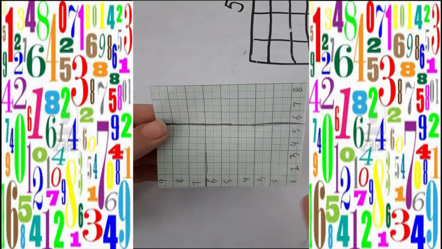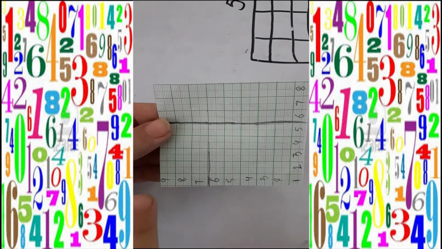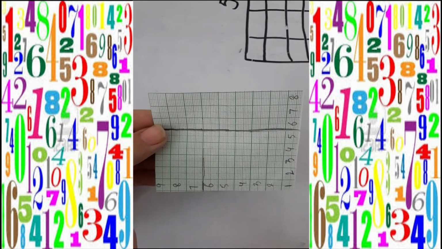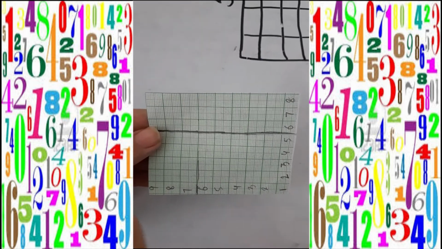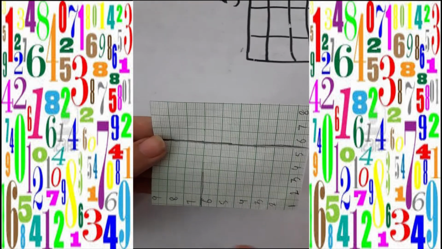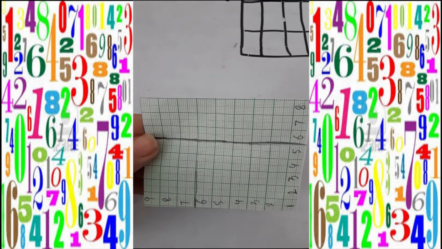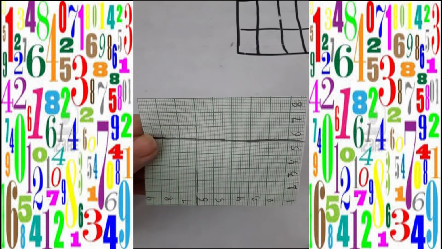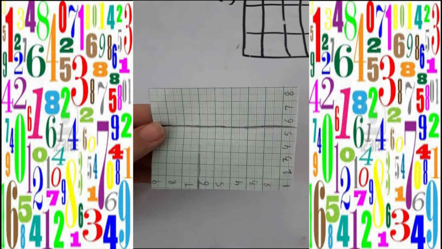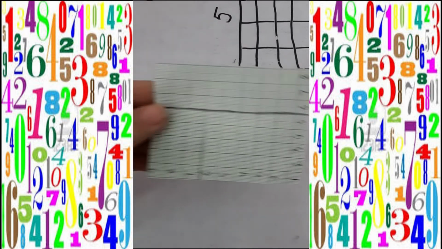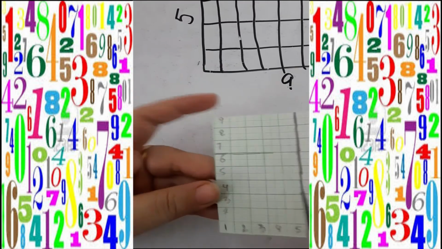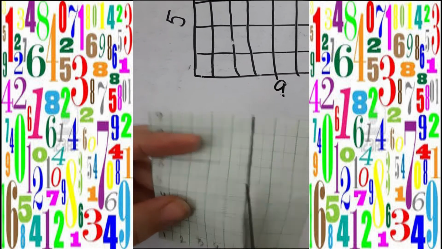9 8s are 72. So no need to count like this, 1 2 3 4 5 6 7 8 9 and again 9. I know how many total blocks I have. 9 8s are 72 because I have 9 rows and 8 columns. But I am doing it in a simpler way. Suppose I want to cut it into two parts. Suppose I am cutting it at 5.